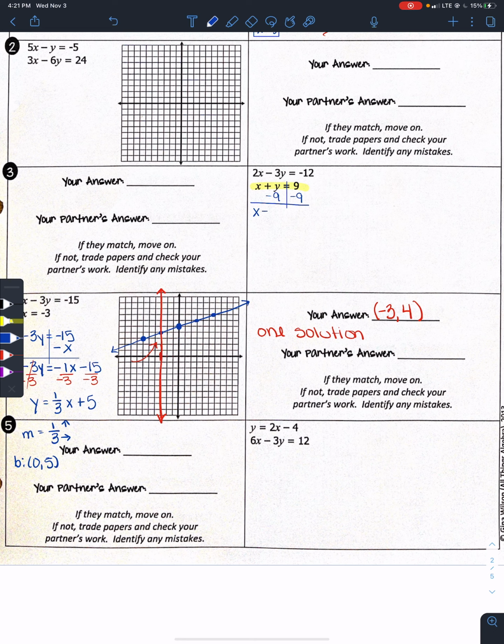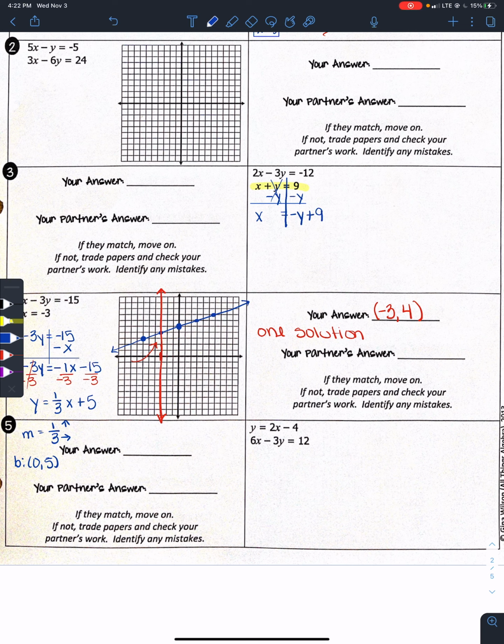So I get x equals, oh, I'm sorry, I don't know why I said 9 there. Let me erase that and let me start over. I'm not even sure why I said 9. I'm trying to get x by itself. So what I'm going to do is subtract y from each side. So then I've got x, these cancel out, equals negative y plus 9.